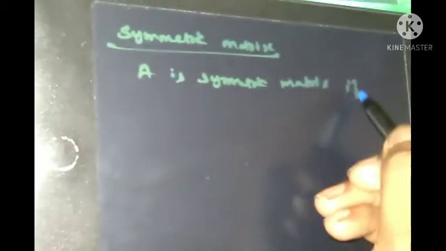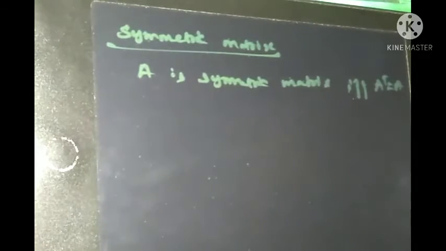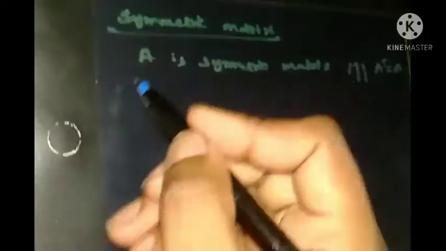What is a symmetric matrix? A is a symmetric matrix if and only if A transpose is equal to A. This is the definition of a symmetric matrix. How to write the general form of a symmetric matrix? Now we have to examine the general form of a symmetric matrix.